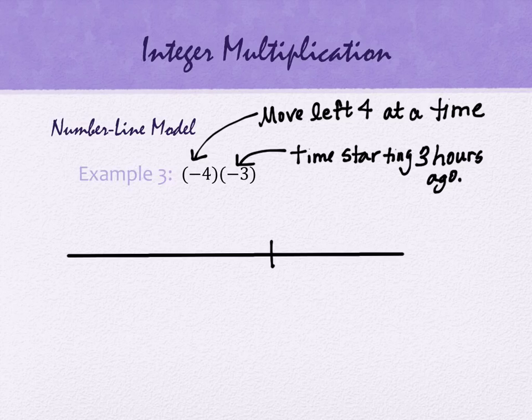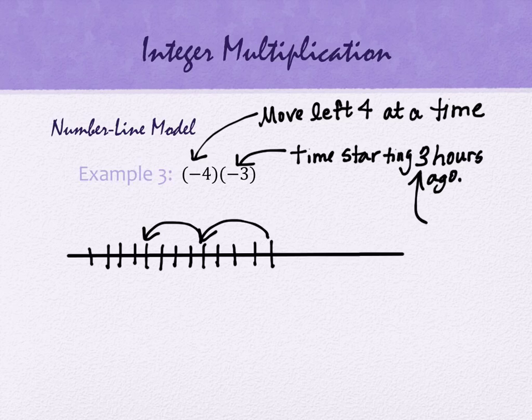What it says we're going to do is move left 4 at a time. So here's 1, 2, 3, 4. This would be one move left. So we're moving left 4 at a time. This 3 tells me how many times I do that, so I'm going to do it 3 times. There's the second move. Here's the third move.